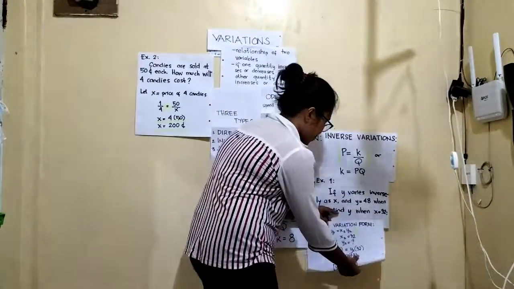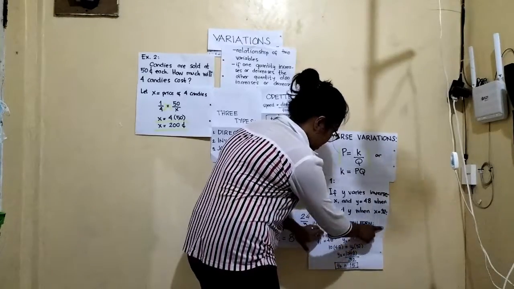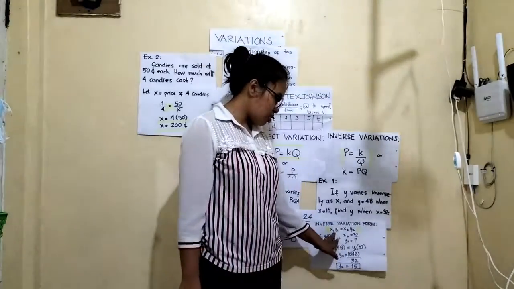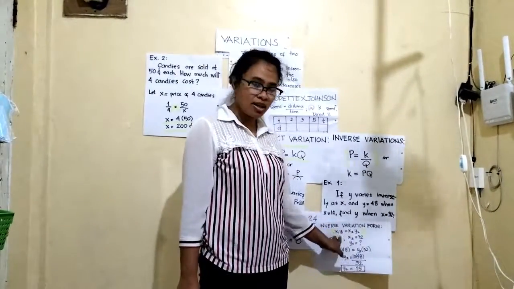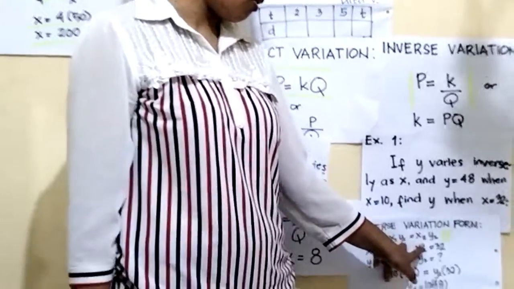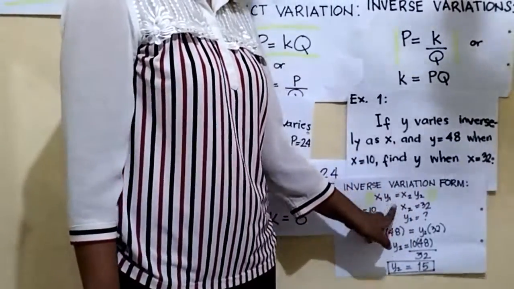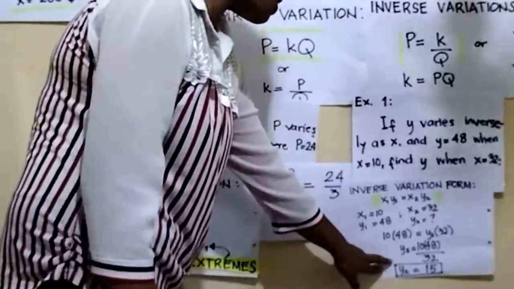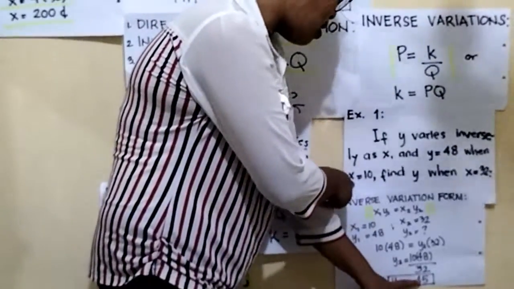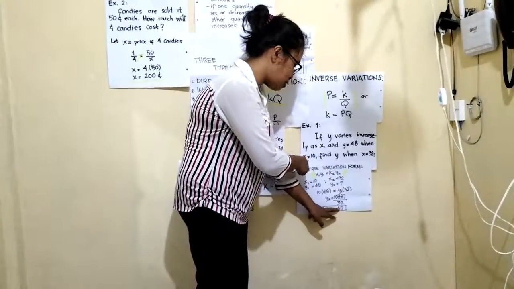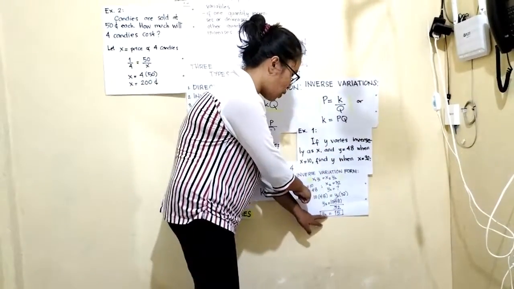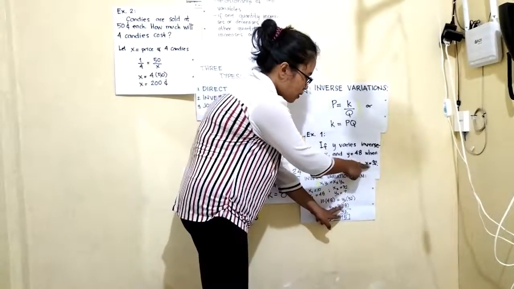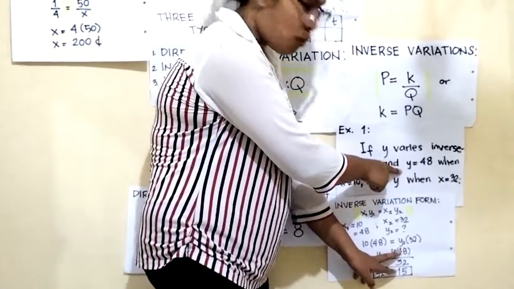So, by this formula, we have this. For inverse variations, we have x sub 1 and y sub 1, all the ones are in this side of the equation, and the sub 2 are in this side of the equation. First, we have to identify which is x sub 1. So, the first variables given are x and y. So, this must be x sub 1 and this must be x sub 2. So, we have x sub 1 equals 10, y sub 1 equals 48, x sub 2 equals 32 because we are looking for y, right?